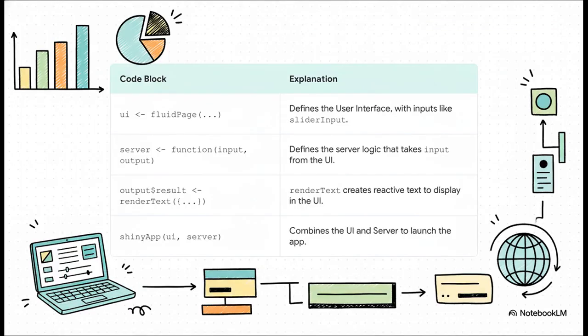Okay, so let's look at how the face and the brain actually talk to each other in the code. In the UI part, we make a sliderInput and we give it a name, num. Now down on the server part, we can grab the slider's current value anytime using input$num. That $ sign is the magic link between them. Because it's a reactive system, whenever you move the slider, the output text just automatically updates. It's amazing. Finally, shinyApp glues the UI and server together and launches the whole thing.